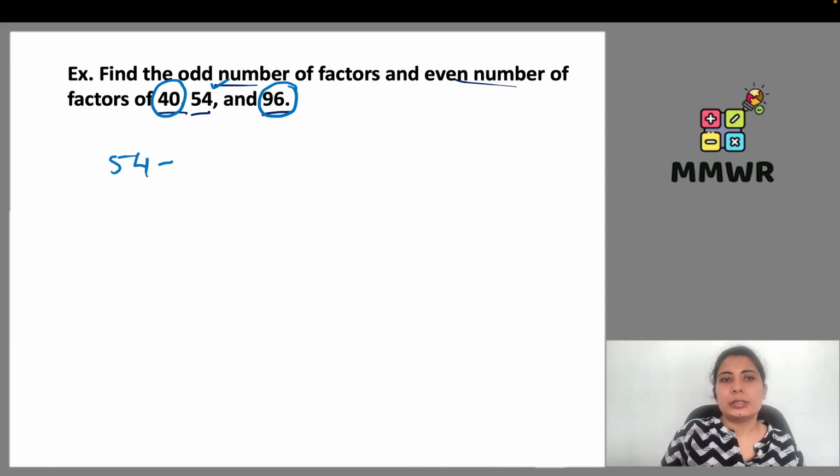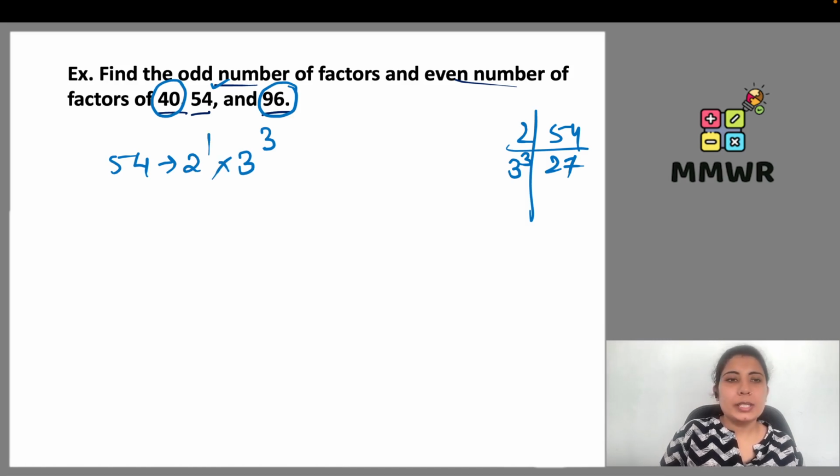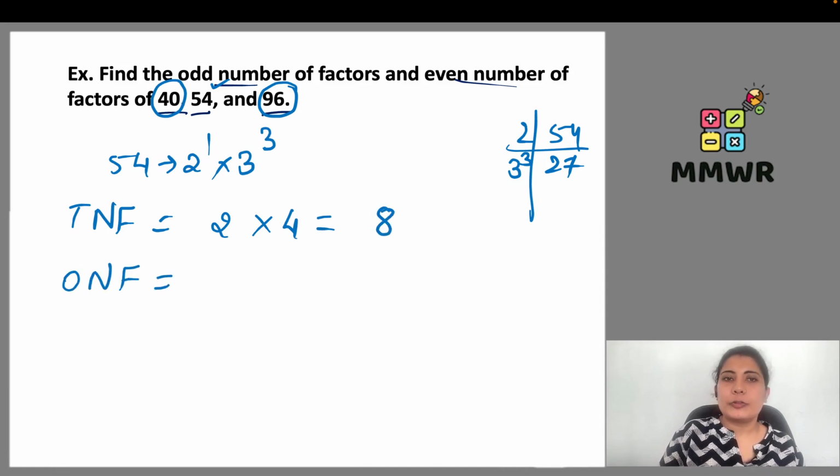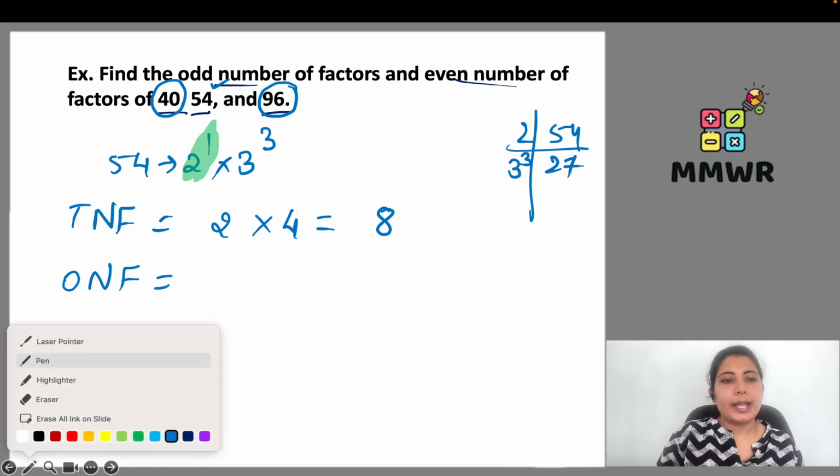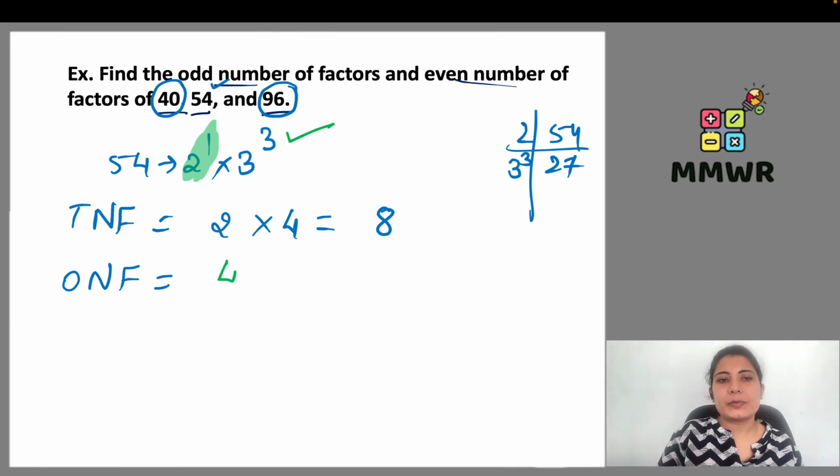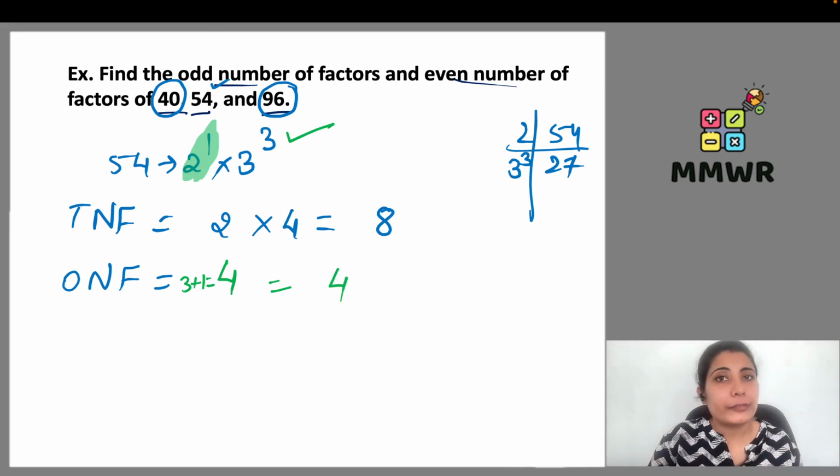54 I am doing here. 54 I am going to factorize: 27 times 2, and 27 can be written as 3 to the power 3, 2 to the power 1. Okay. So total how many factors are there of 54? Total number of factors: for the power I will be taking the successor of it, which gives me 4 twos are 8. Odd number of factors: for that I have to exclude this. This needs to be excluded, right? So I have to take only the successor of this, 3 plus 1, 4. Okay. So four odd factors are there.